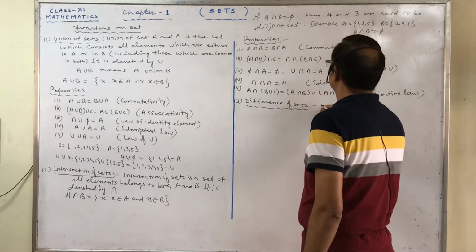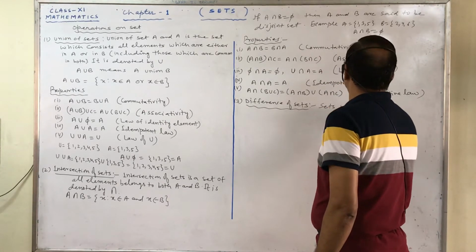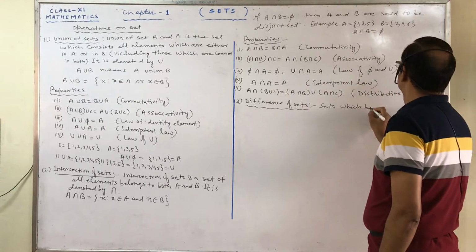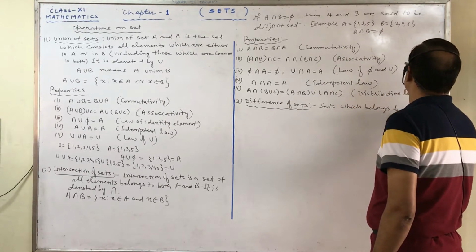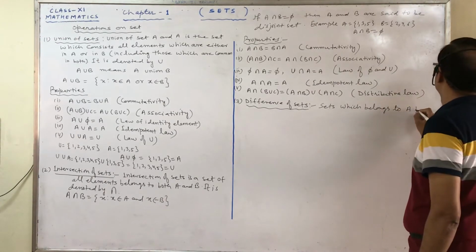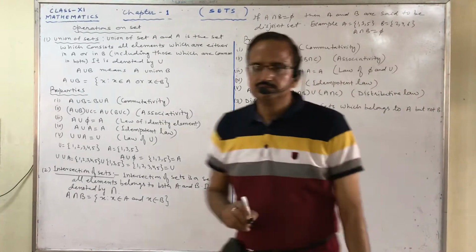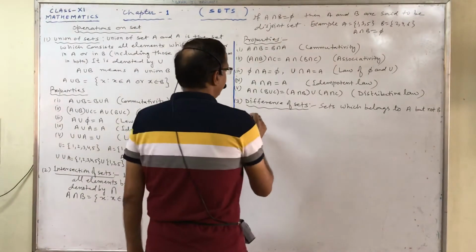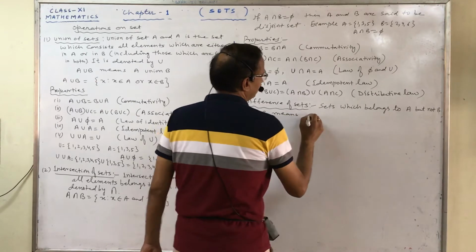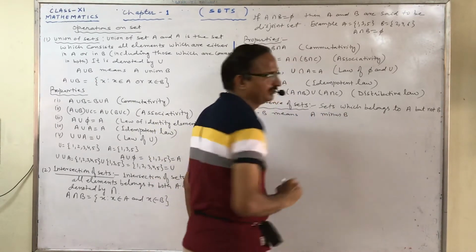So it is the set which belongs to A but not B. We can write A minus B.